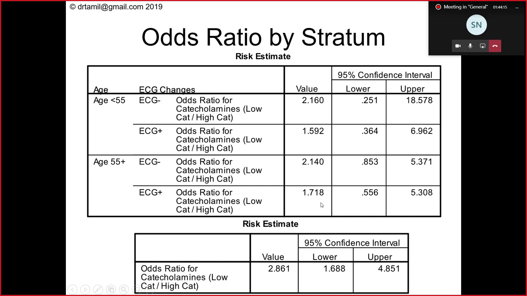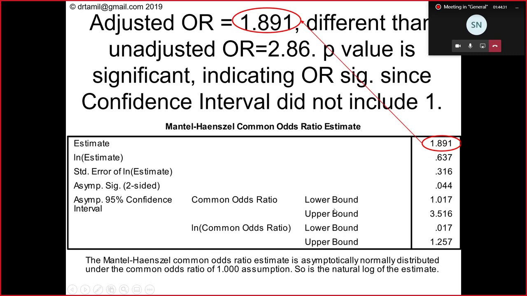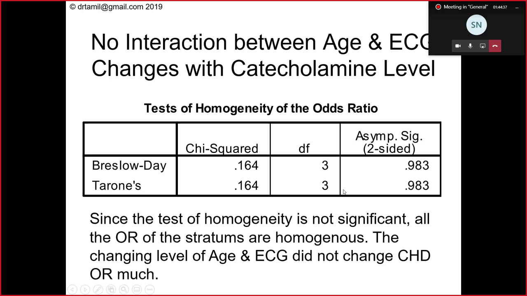Okay, odds ratio for the catecholamine, you end up with 2.861. This is the crude one. Okay. So you end up with the adjusted OR of 1.891, and you end up with the Breslow-Day of 0.164, and so on and so forth.